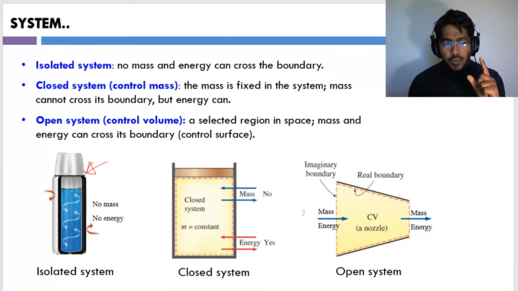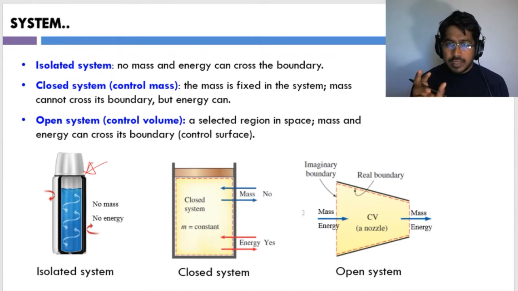So now what do you think? Is it a closed system or an isolated system? Any ideas? It's a closed system. It's not exactly an isolated system. Why? Because the coffee cup Tim Hortons provides is not insulated. That's why you can feel the temperature outside, right? If you do not get a sleeve, sometimes it can be too hot for your palm as well, right? So now we can call that a closed system.